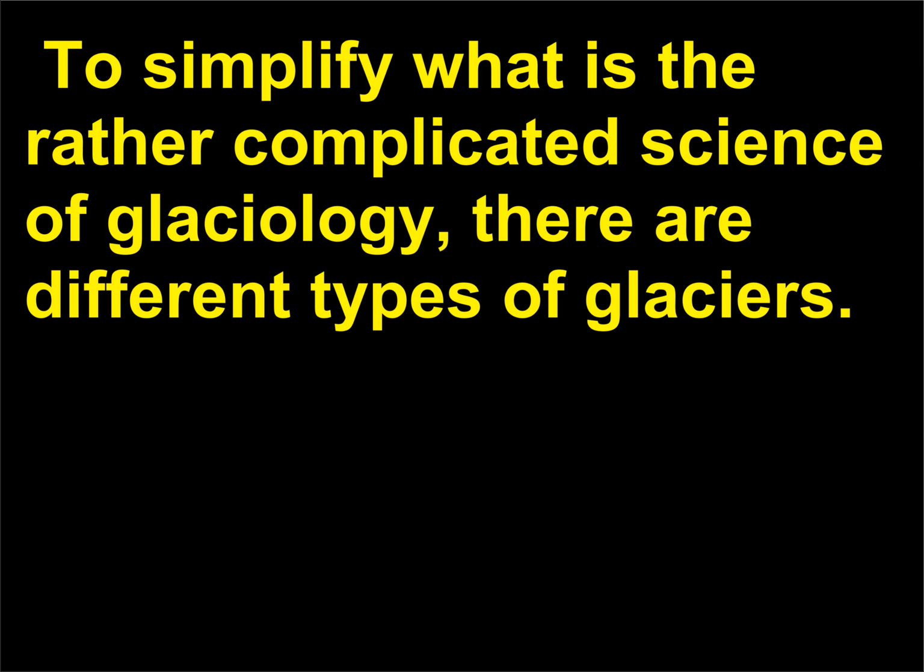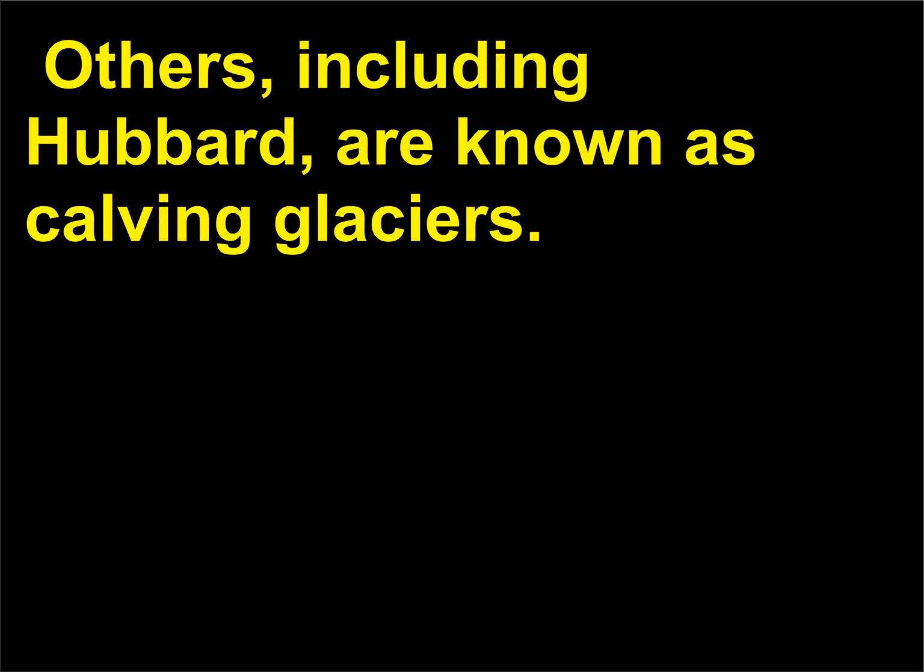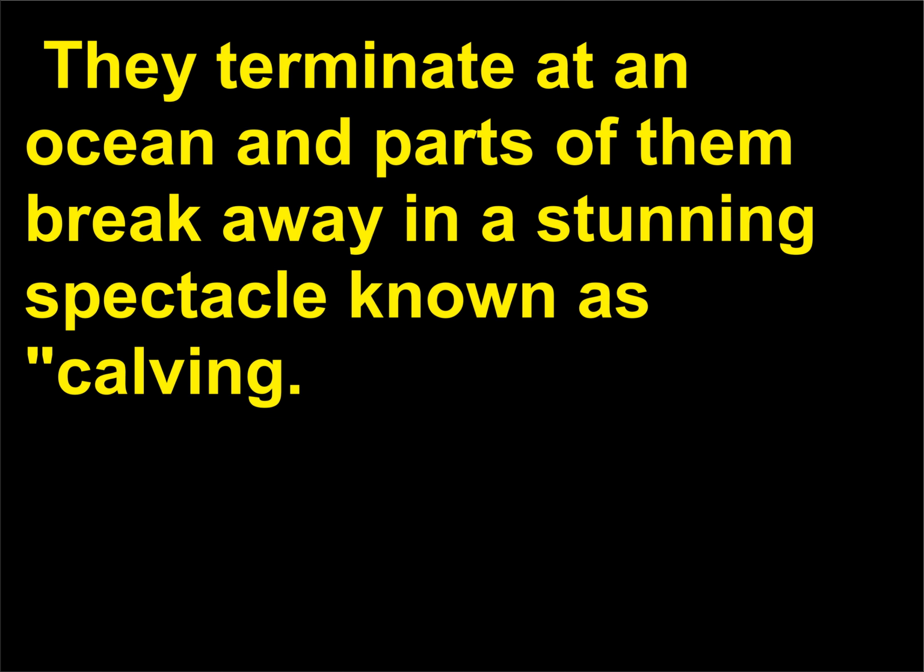To simplify what is the rather complicated science of glaciology, there are different types of glaciers. Some glaciers rest in valleys and tend to be more sensitive to changing temperatures. Others, including Hubbard, are known as calving glaciers. They terminate at an ocean and parts of them break away in a stunning spectacle known as calving.